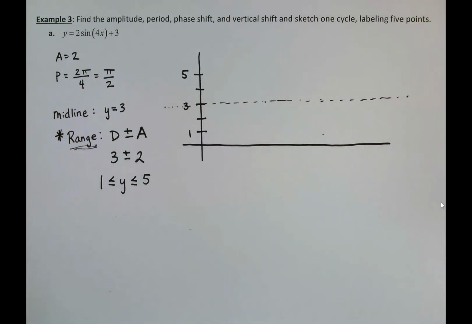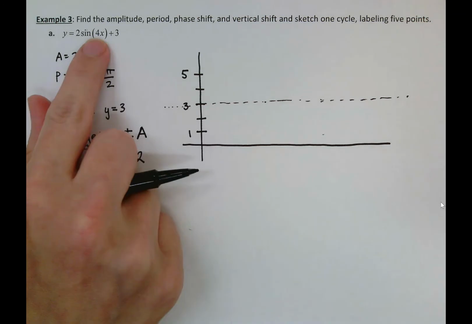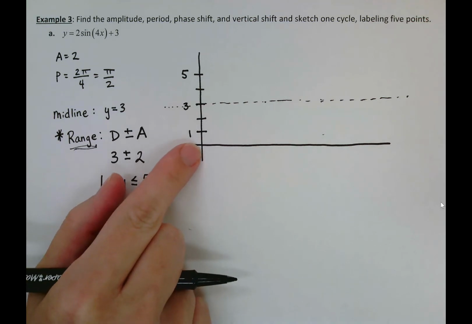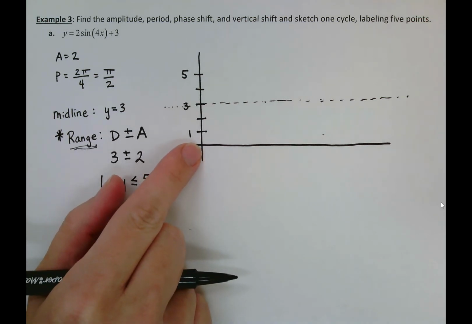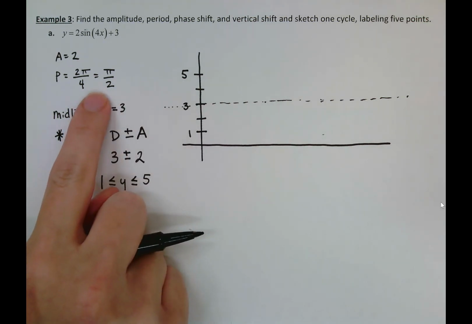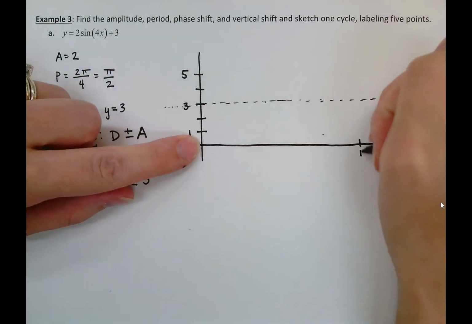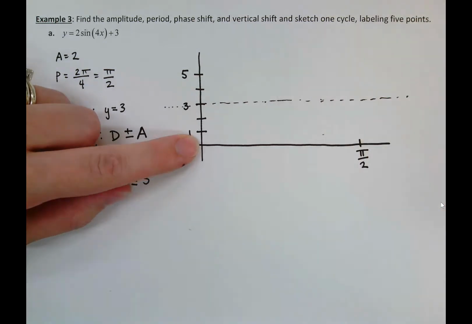Okay, now we still are going to do the same thing that we did before on the horizontal axis. On the horizontal axis, we still do not have a horizontal shift, which is good. So that means we're going to be starting our cycle at 0, and we're going to be ending our cycle at the period. So our period this time is pi over 2. So we're going to go from 0 all the way to pi over 2. So we're going to be fitting one cycle there.